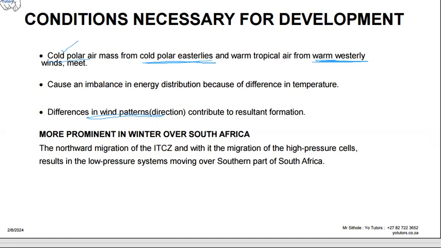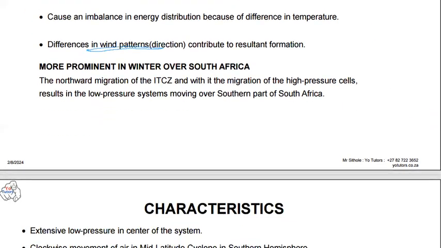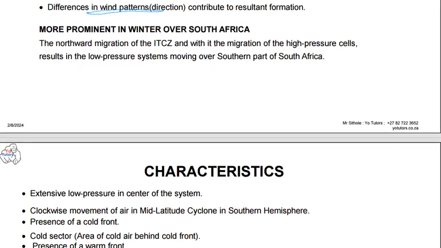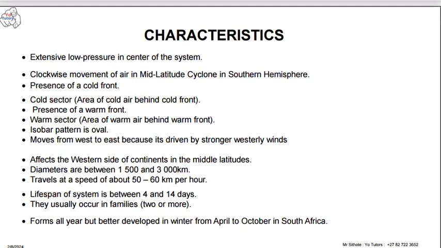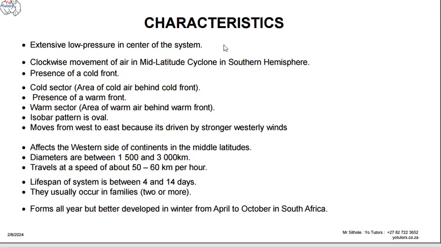But we're not talking about development here. We just need the two air masses, one to be cold and one to be warm, and they need to have different temperatures, and they need to be going in different directions. Those are the conditions that are needed. Another thing we need to add is that they are prominent, meaning they are strong, and they affect South Africa in winter. Okay, what are the characteristics? We need a low pressure in the center. So we need the L.